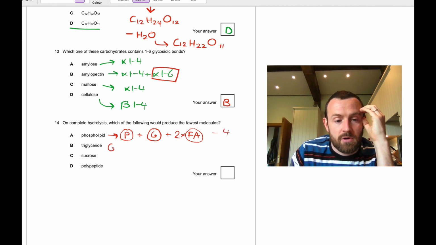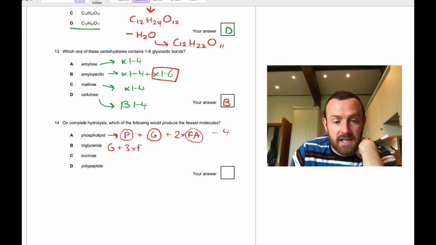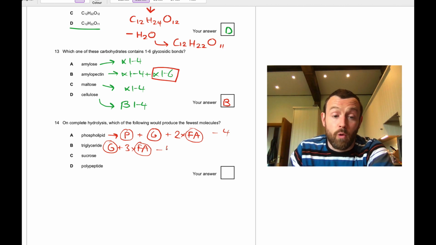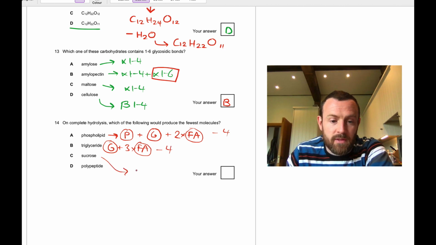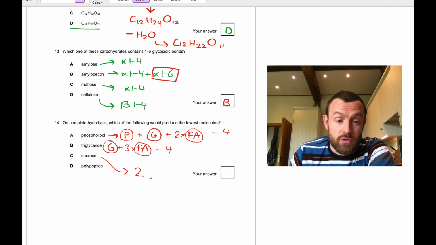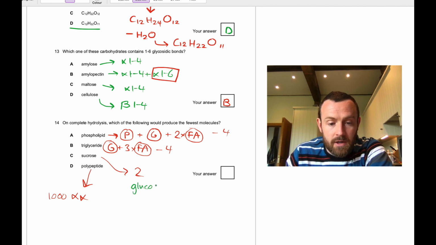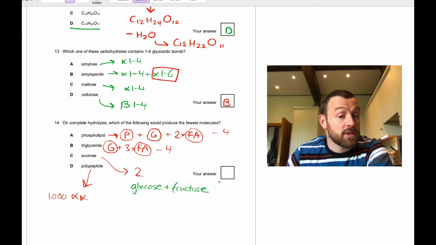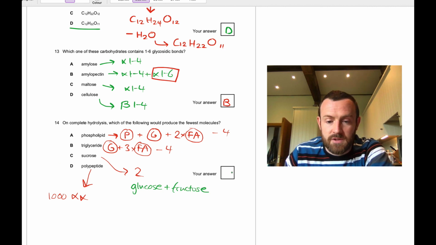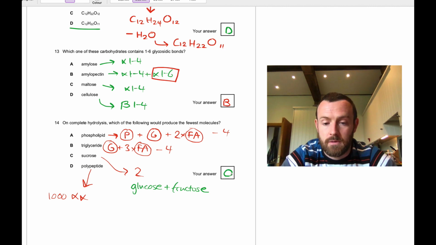Triglyceride, we'd have the glycerol plus 3 fatty acids. So therefore that is going to be 4 again. Sucrose, well, if you split that, you just get 2. That's the glucose and the fructose. Polypeptide, you get thousands of amino acids. Sucrose here, let's just go into a bit more detail. Sucrose, you've got to remember, is a disaccharide which consists of 1 glucose plus 1 fructose, chemically joined. So the answer is therefore C. It is sucrose.